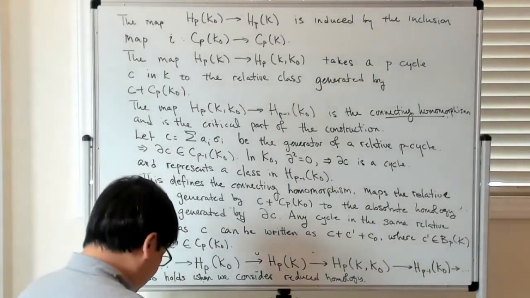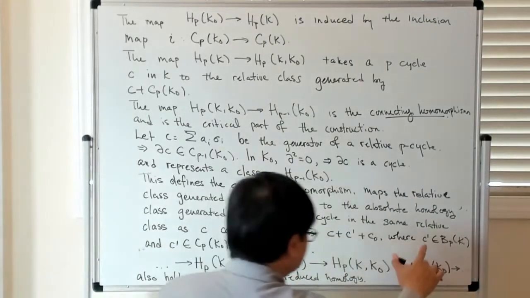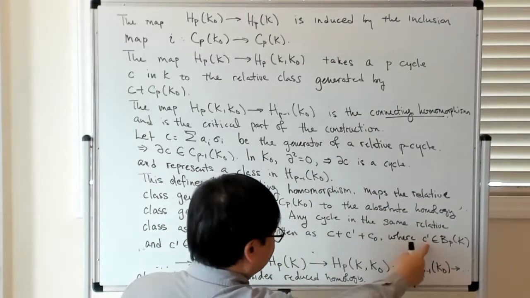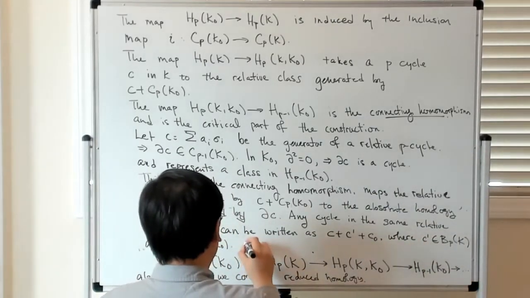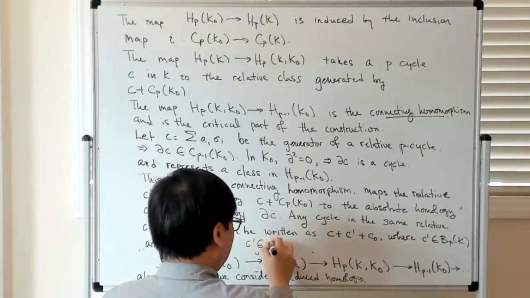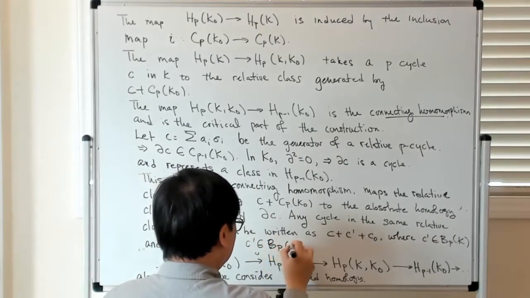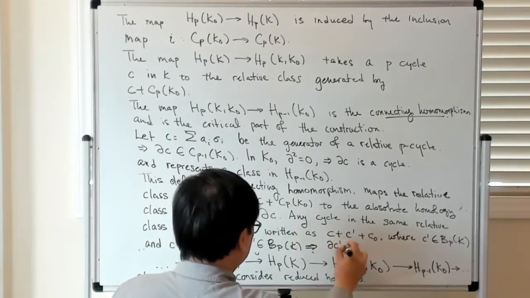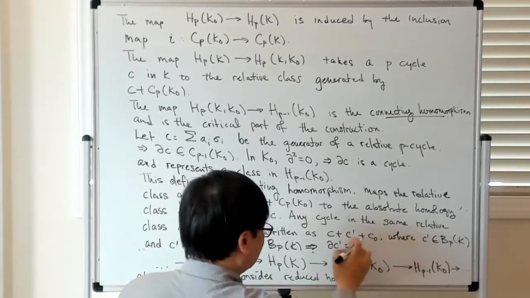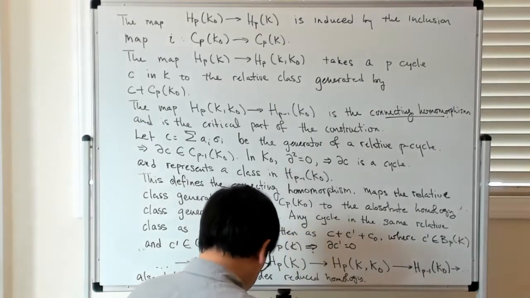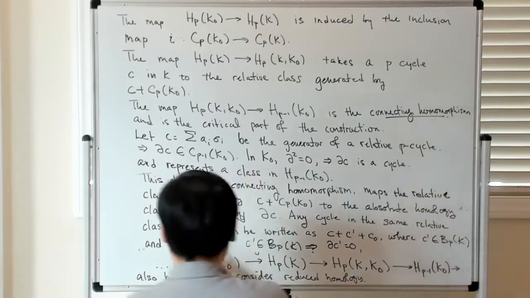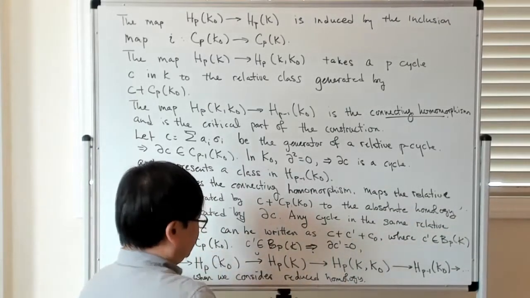All right, and why is that? The first thing, of course, is that C prime is in the boundaries, B_p(K). So this implies that the boundary of C prime is 0, so that term doesn't contribute anything. So we're good.